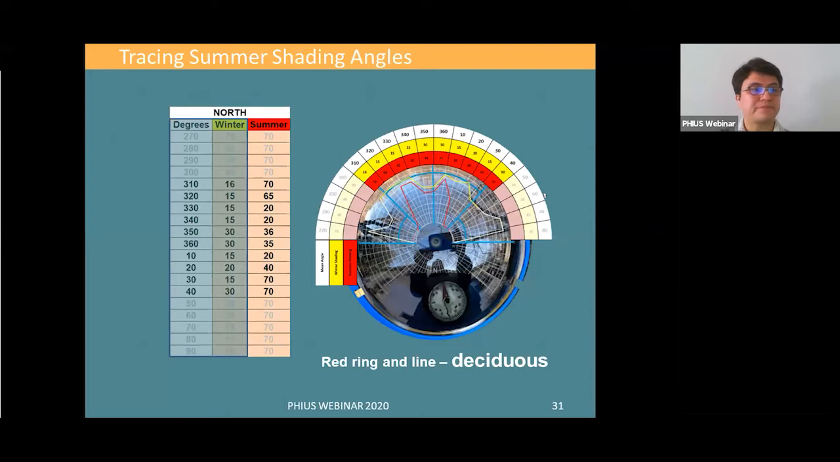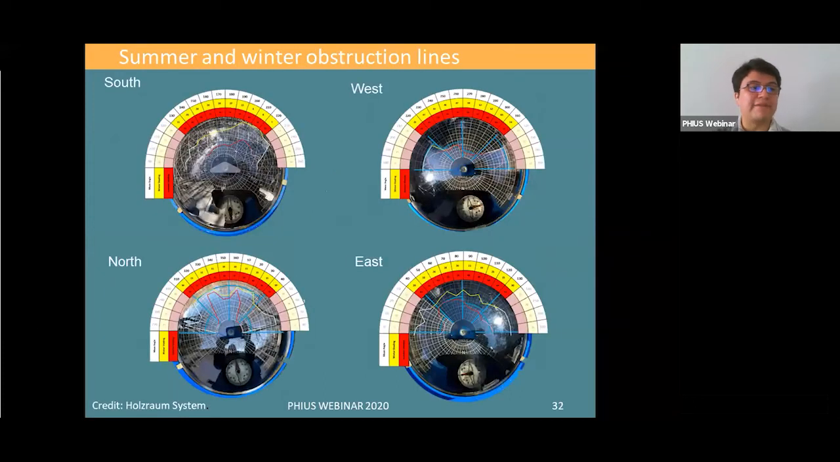When we move into summer tracking, we repeat this process. In this case, we track deciduous and coniferous trees. Sometimes the Pathfinder images are taken in winter where there are no leaves on trees. So to account for them, we need to estimate a tree contour from the observed branches. The summer angles are entered into the third column of the table, and these make up the obstruction line for summer. This is the red line we observe at the table. At the end, we have summer and winter obstruction lines for each one of the four orientations.